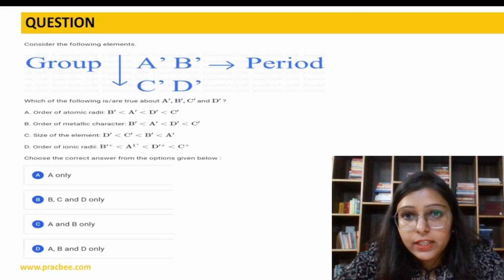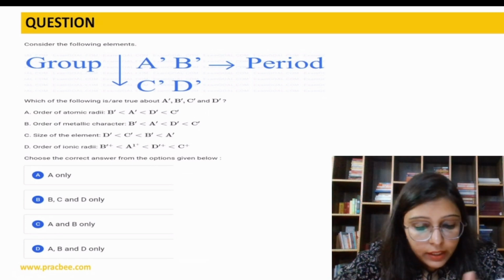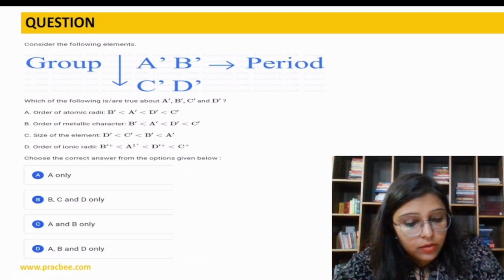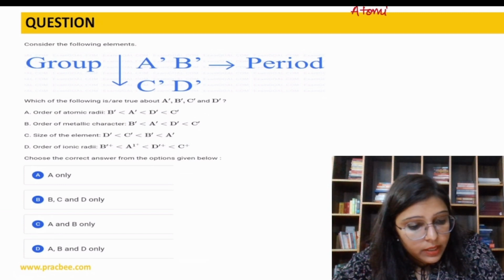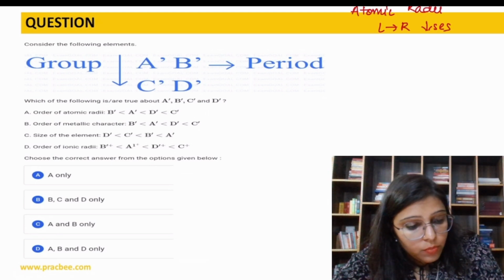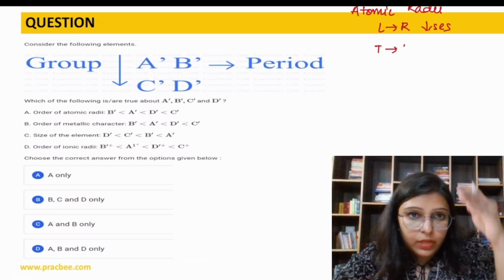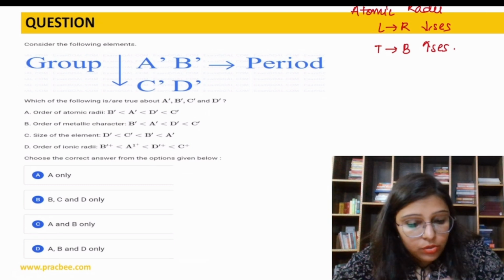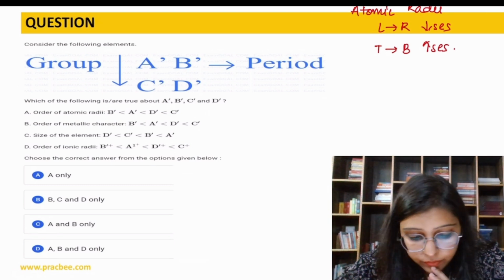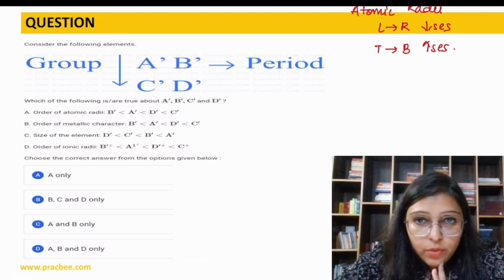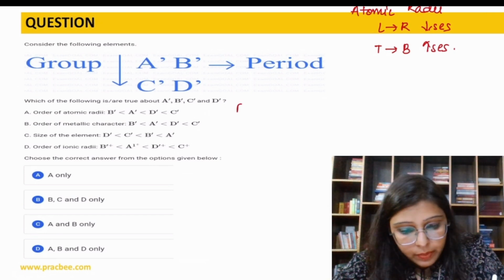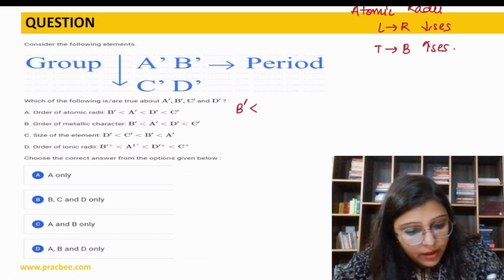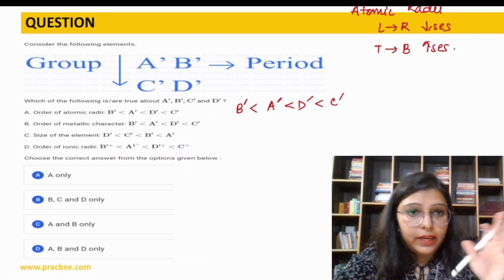A dash, B dash, C dash and D dash. So order of atomic radii. We know that atomic radii left to right decreases, and on moving top to bottom increases. So which one has the least atomic radii? The least atomic radii is for B dash, then we have A dash, then D dash, and then C dash. So we have to apply in a period.